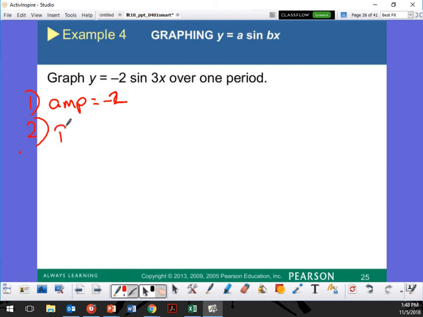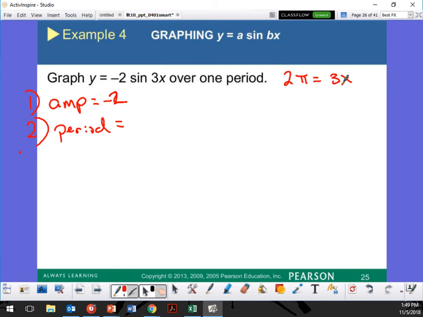Period. So my period normally for sine is going to be what? 2 pi, right? It's normally 2 pi, isn't it? So I'm going to say 2 pi equals 3x. That's period. Yeah, let's define the period. I haven't got the period yet.